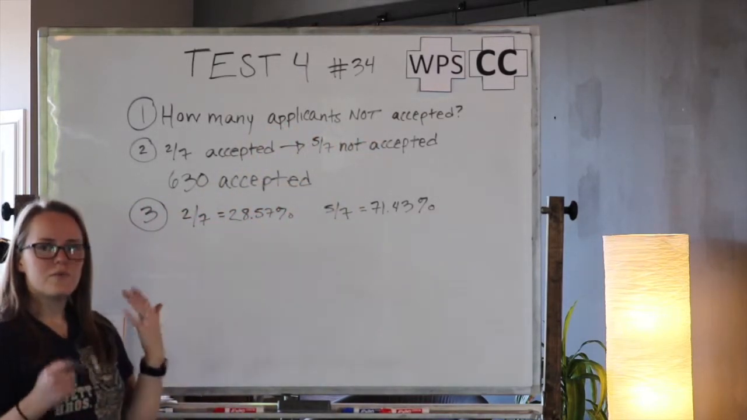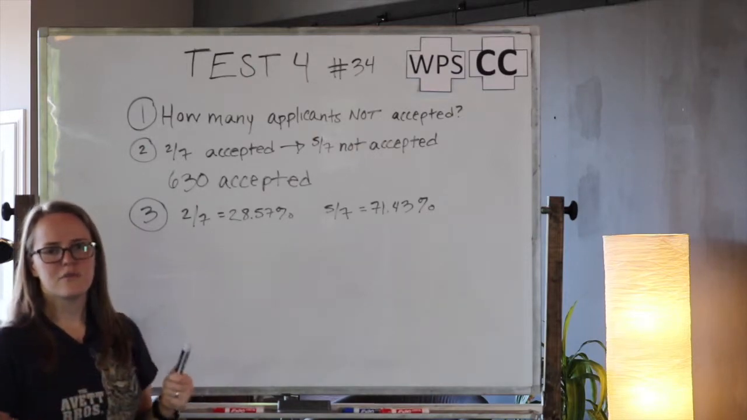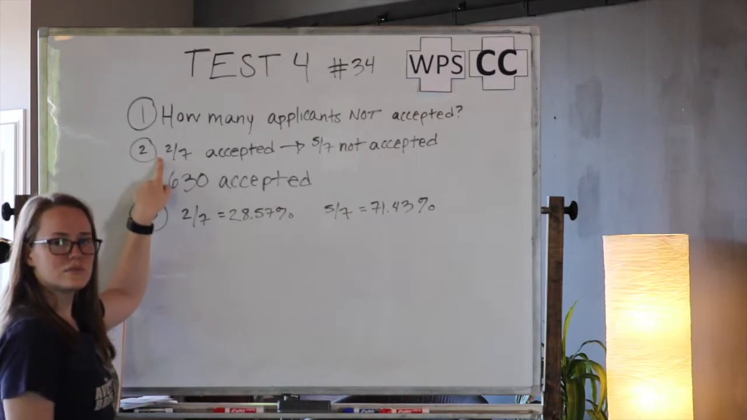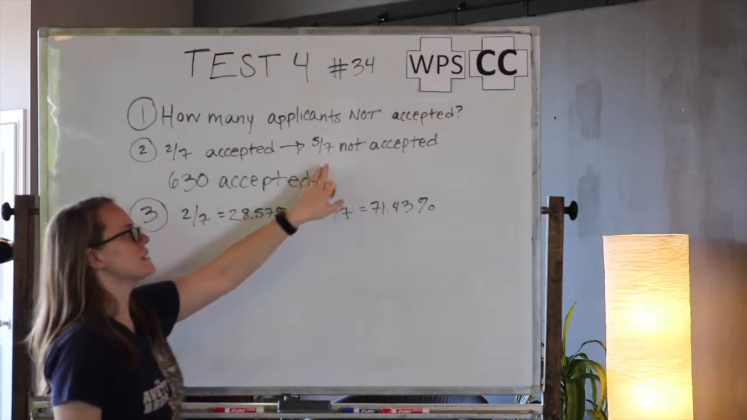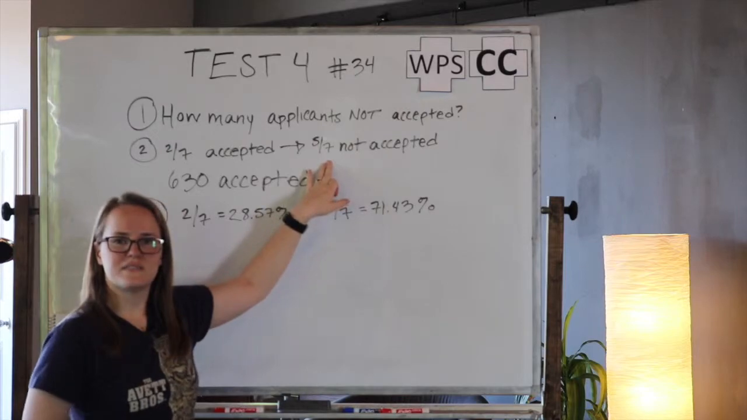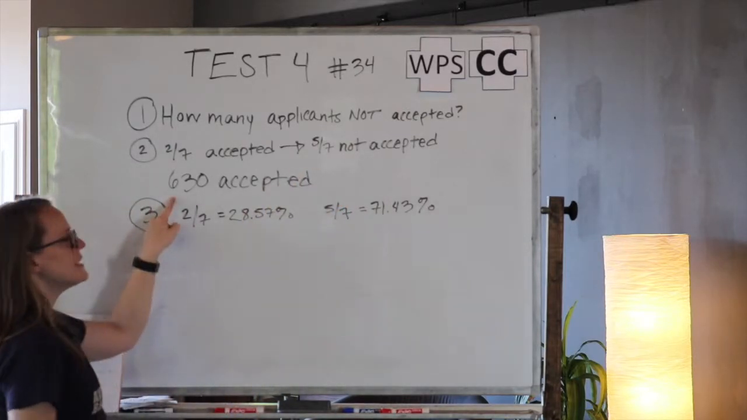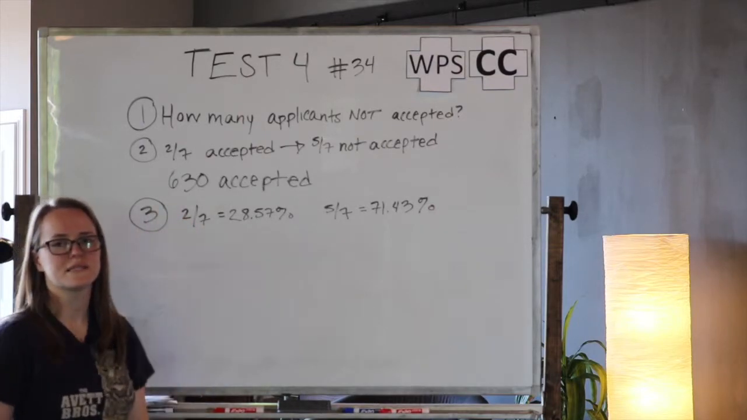Then we're going to go through one sentence at a time and figure out the information they're giving us. So we know that 2 out of 7 students were accepted, which means we can imply 5 out of 7 students were not accepted to this school. And they tell us that 630 students were accepted.